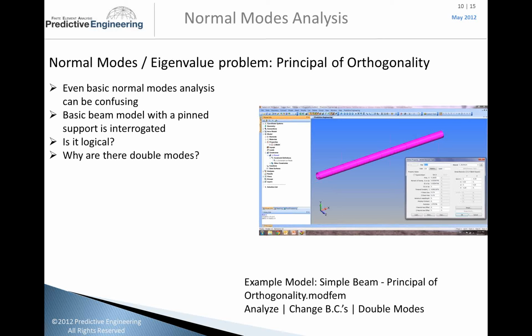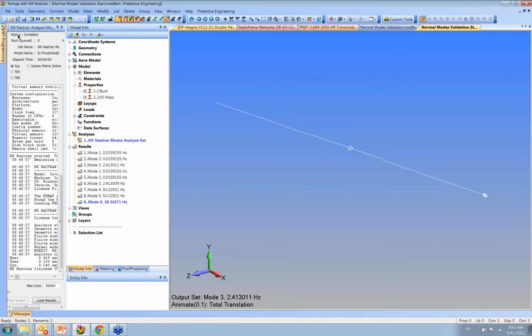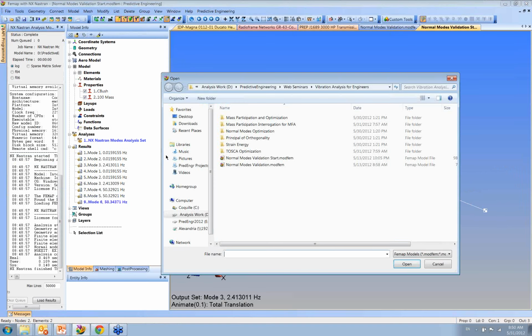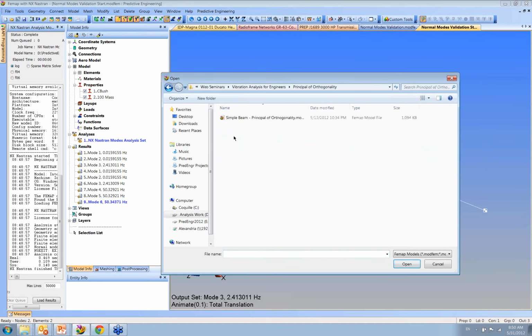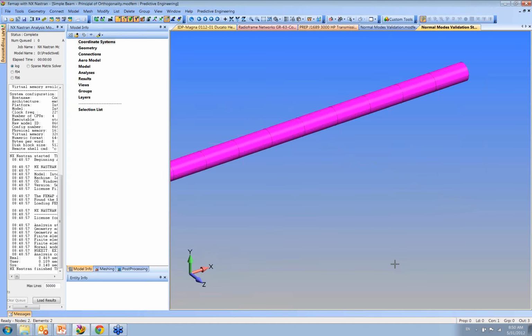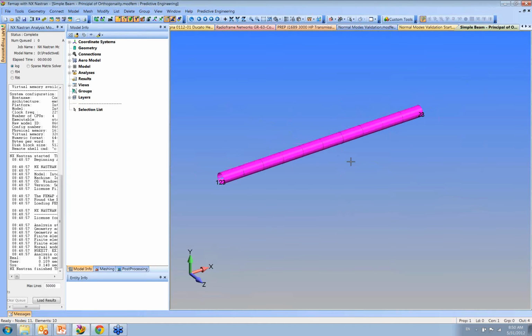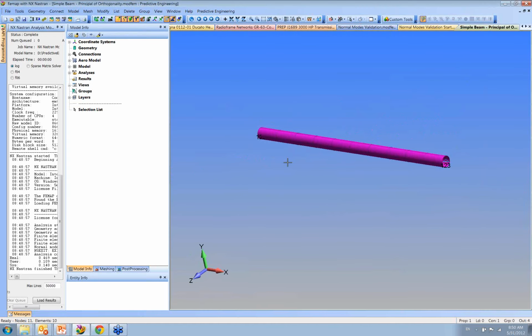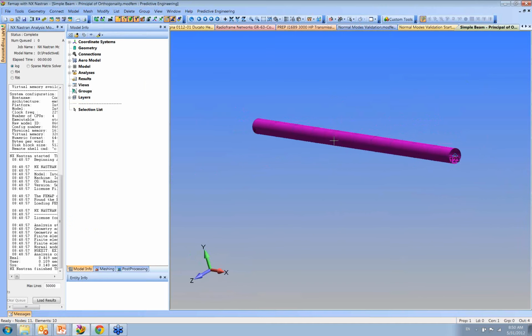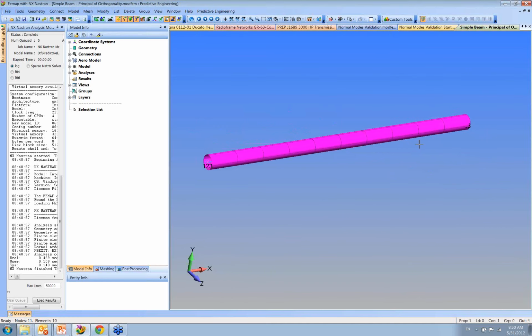Moving on, principle of orthogonality. And this is a little hiccup that catches people when they're doing normal modes work, is that they see these compound modes together. And let's bring up that model. Open, simple beam, pin connections, like that.